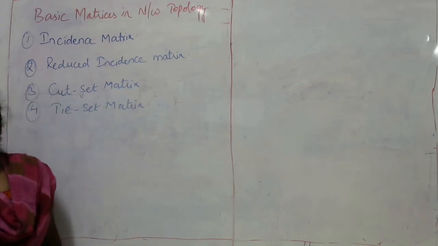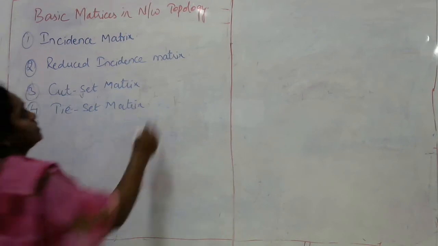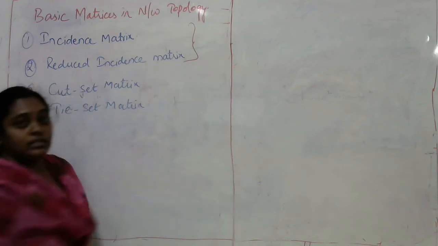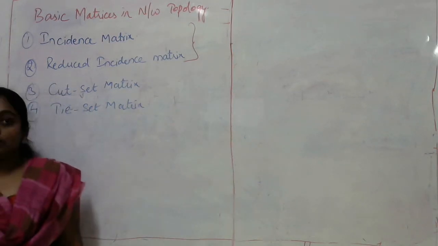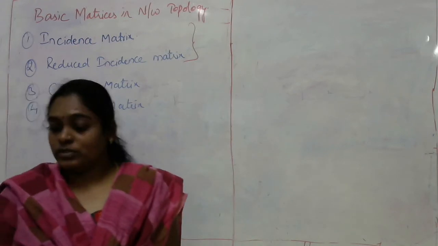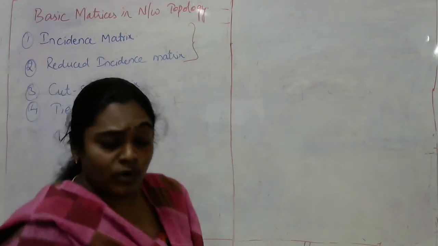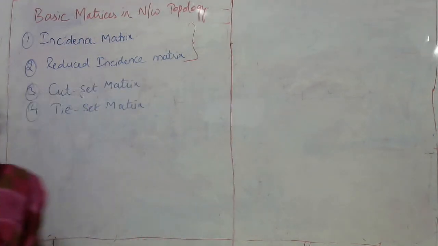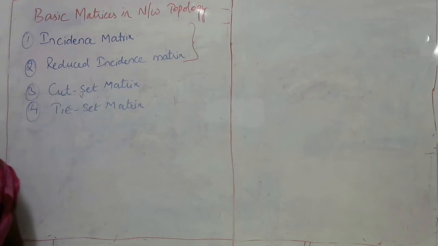But in this session, let us discuss in detail two matrices, which are the incidence matrix and the reduced incidence matrix. So before going for the incidence matrix and reduced incidence matrix, first we must know the significance of using these matrices and where we are going to use them.